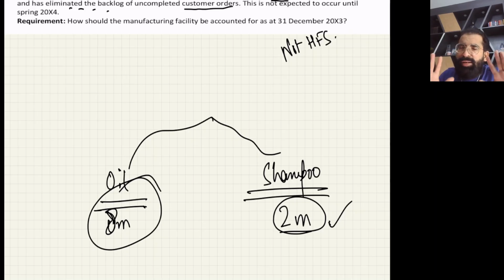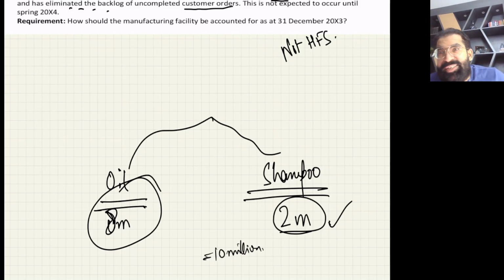So if I do 8 plus 2 and show a total profit of $10 million to shareholders, and you know these are the profits from operations, normally the perception of shareholders is that operations are ongoing. So if I report total profit of $10 million to my shareholders, they will expect the same profit next year. But that is not good, because next year there will be no oil. There will only be shampoo.